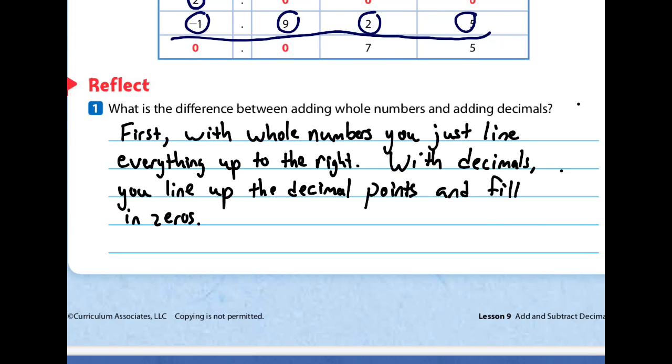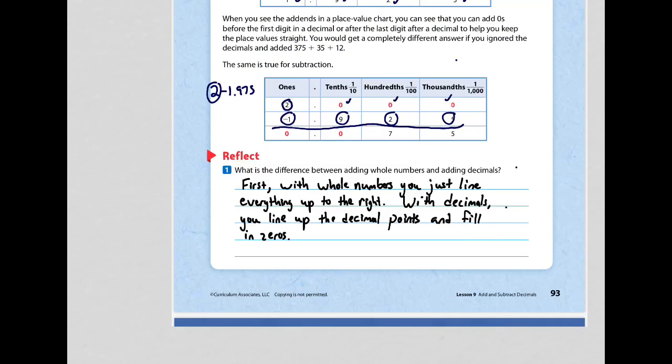So I said, for my second point, with decimals, you line up the decimal points and fill in zeros. So that's what I just said the difference. Whole numbers, you line everything up to the right. Decimals, you just line up the decimal points. You do not need to have my answer. Yours might be better than mine. But if there's anything you want to add to yours, feel free to do so.